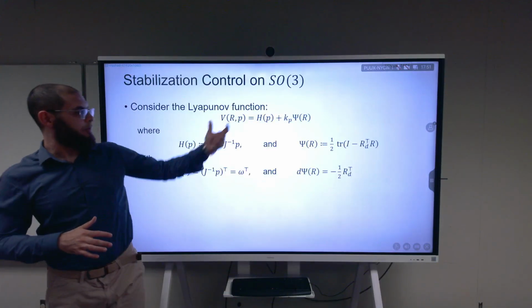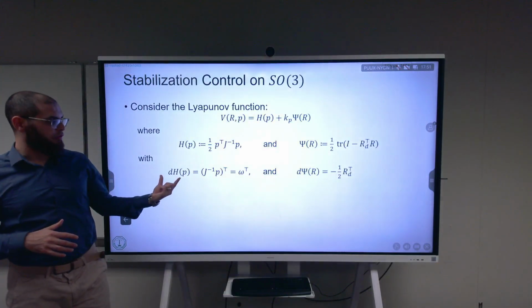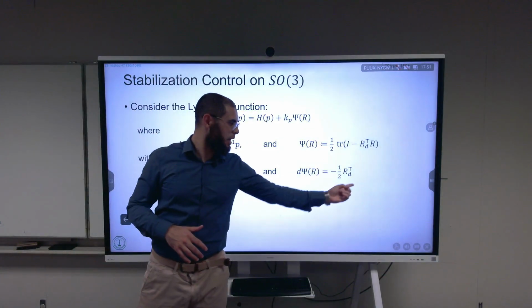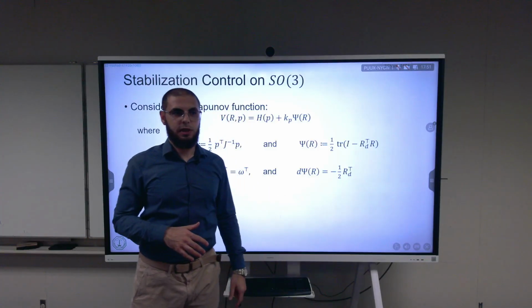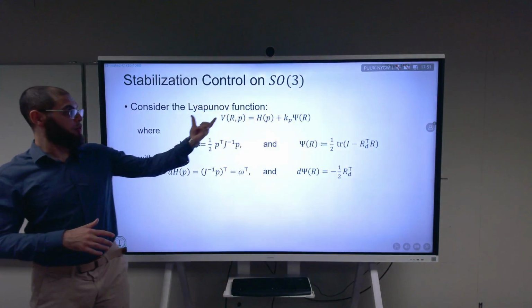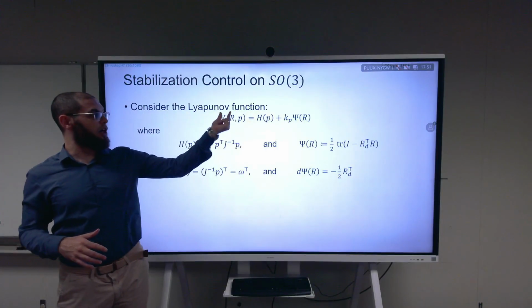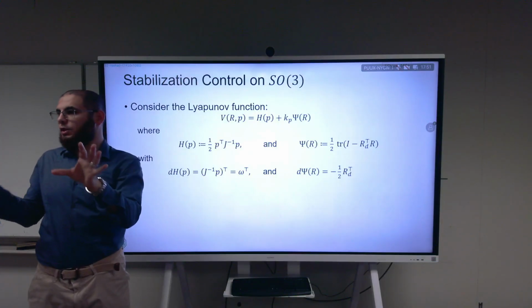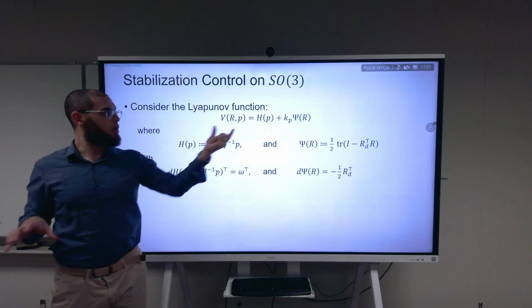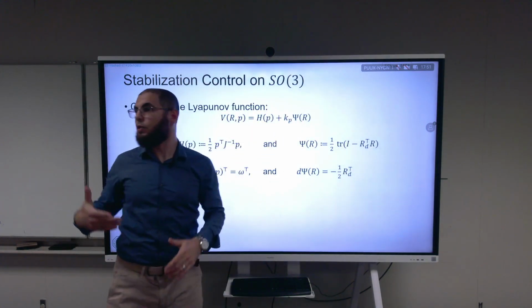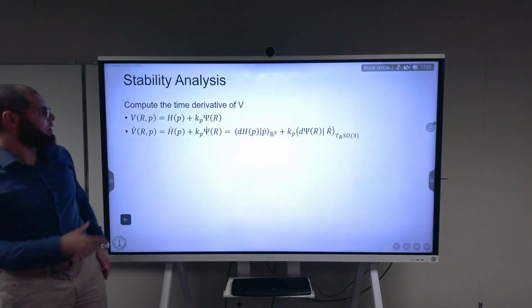So this is our Lyapunov function. The dH of P is simply given by omega transpose, and d psi of R is given by minus half R desired transpose, as we saw earlier. After we compute V, we have the differential of its two parts. This is a function in general of R and P, but it's distinguished into two parts: one which is only a function of P, and one which is only a function of R. Okay, so this will simplify stuff when we calculate the V dot.